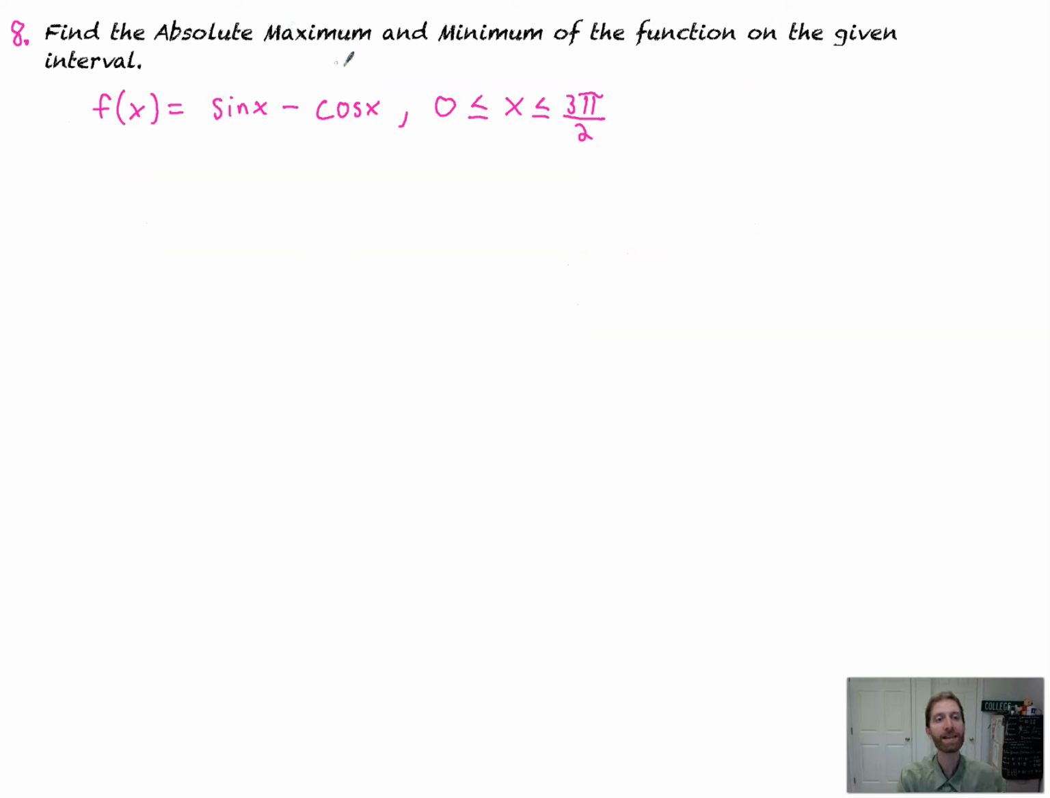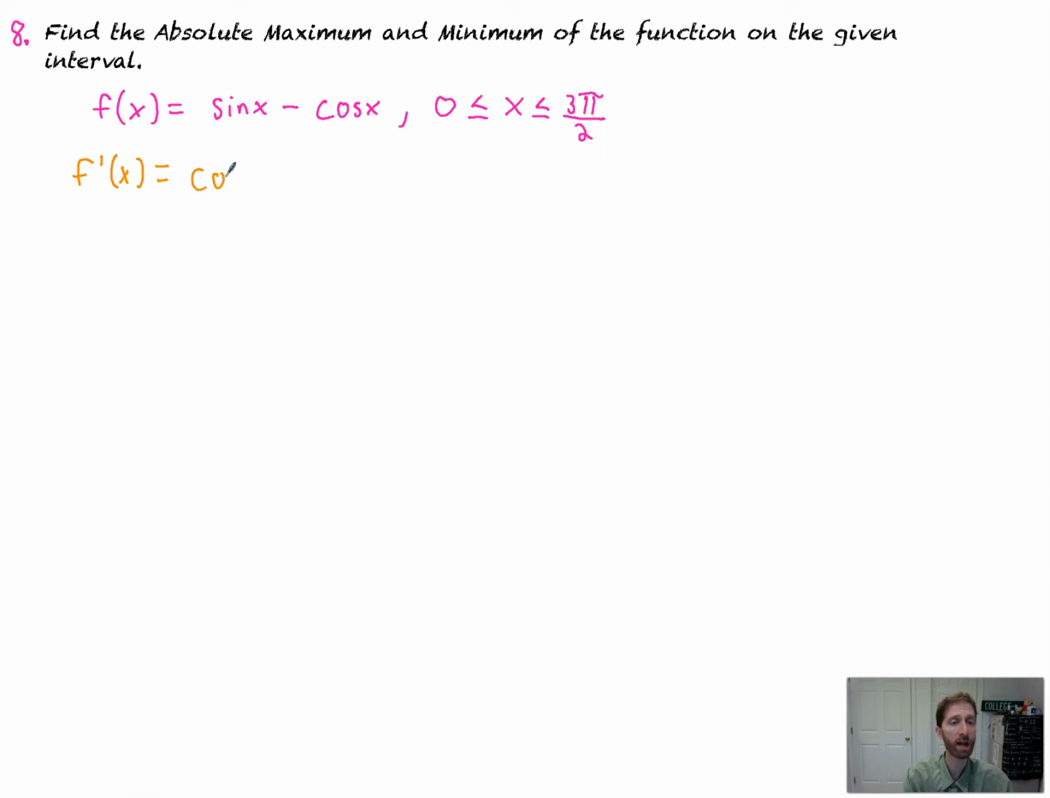We got two more. Find the absolute maximum and minimum of the function on the given interval. Little trig for you, huh? Let's do it. Again, we need critical numbers and endpoints. So the absolute maximum and minimum will occur either at the endpoints, 0 and 3 pi over 2, or the critical numbers on this interval. So we take a derivative, see what that is.